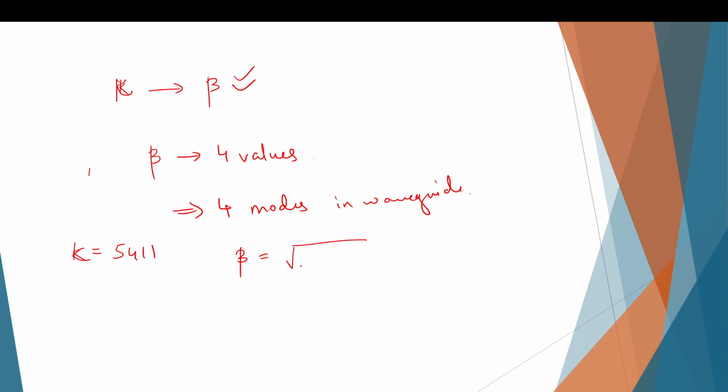Beta is nothing but root of k naught square nf square minus kappa square. So I just inverted the kappa relation. If I solve this, what was k naught? They have given us lambda, right? Lambda is 1 micrometer. From lambda I can find omega naught, and once I know omega naught, I can find k naught. They have already given me nf. Kappa is what I found out just now, 5411 for the first mode. Based on that, I can find out beta.